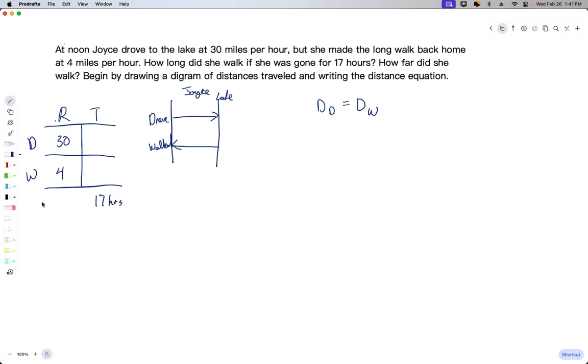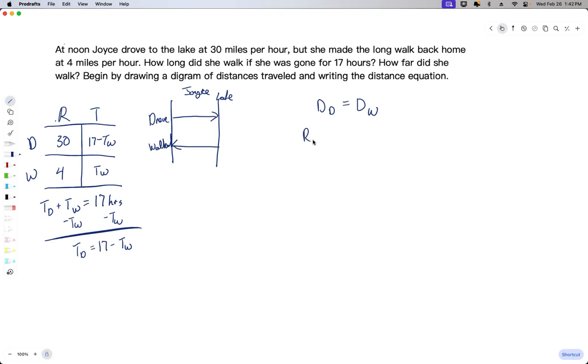That tells me the time driving plus the time walking is equal to 17 hours. So I'm going to create a substitution value by subtracting the time walking from both sides. So the time driving is equal to 17 minus the time walking. We still don't know how long the time walking was, but now we have the 4 pieces of information we need to substitute into this equation.